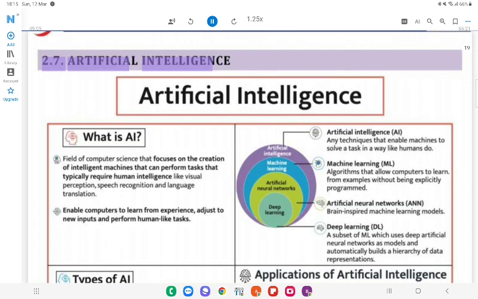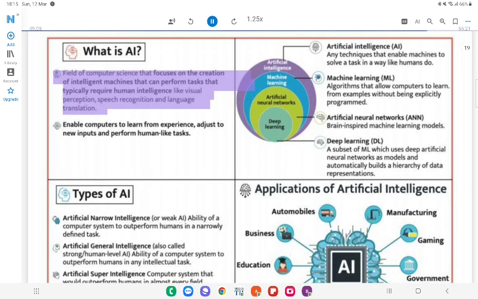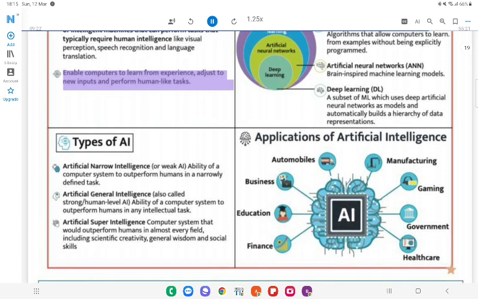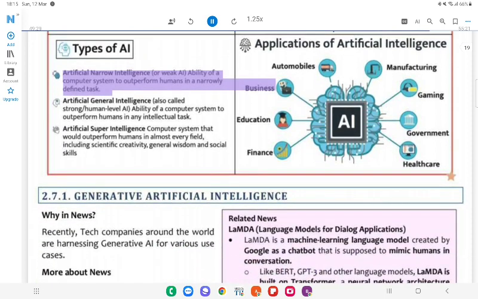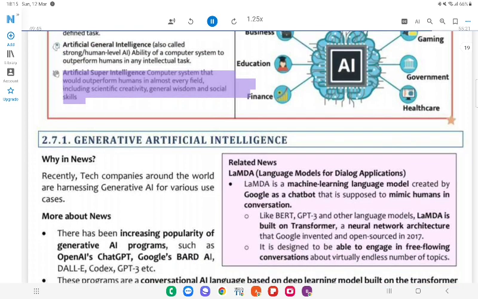2.7. Artificial intelligence. What is AI? A field of computer science that focuses on the creation of intelligent machines that can perform tasks that typically require human intelligence, like visual perception, speech recognition and language translation. It enables computers to learn from experience, adjust to new inputs and perform human-like tasks. Types of AI. Artificial narrow intelligence, or weak AI: ability of a computer system to outperform humans in a narrowly defined task. Artificial general intelligence, also called strong or human-level AI: ability of a computer system to outperform humans in any intellectual task. Artificial super intelligence: a computer system that would outperform humans in almost every field, including scientific creativity, general wisdom and social skills.